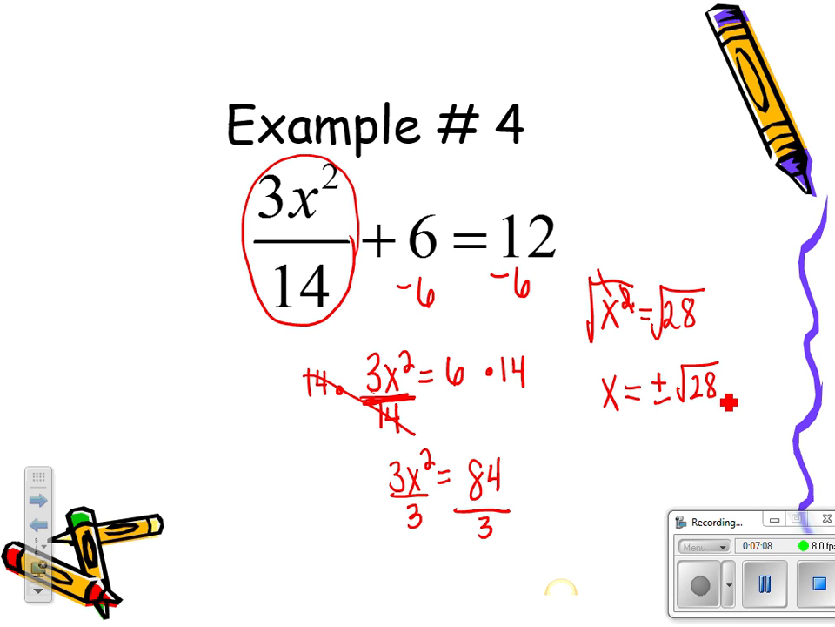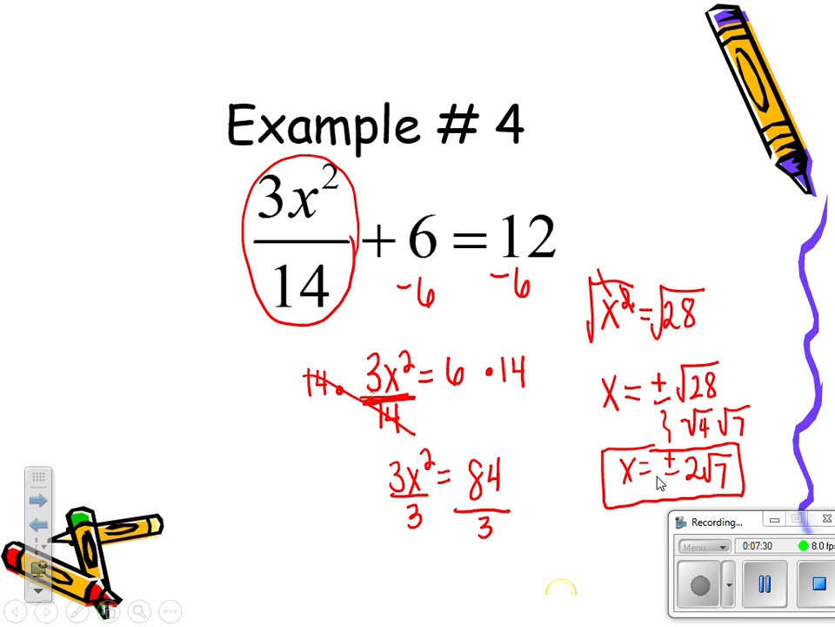And now I can see if I can break down the square root of 28. The square root of 28 breaks down into the square root of 4 and the square root of 7. The square root of 4 is 2. The square root of 7 stays. And then I bring my plus or minus down. And my answer is x equals plus or minus 2 square roots of 7.